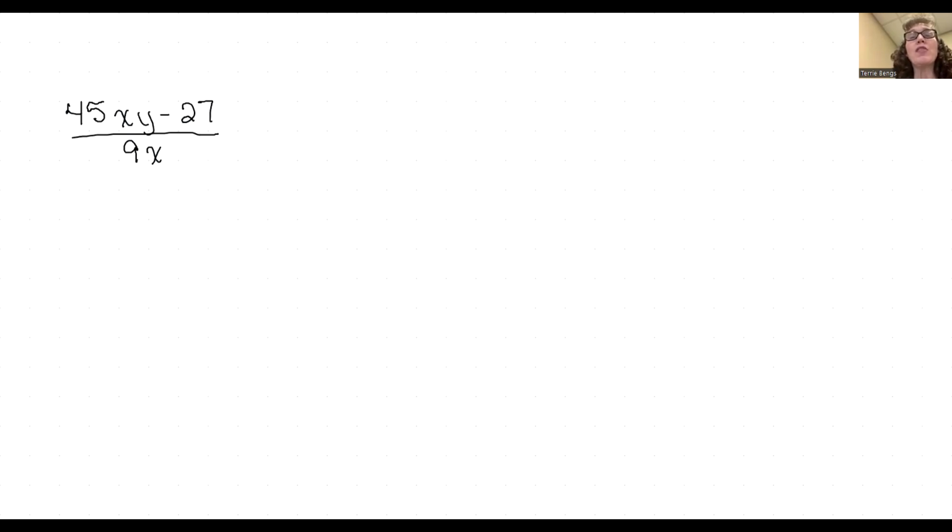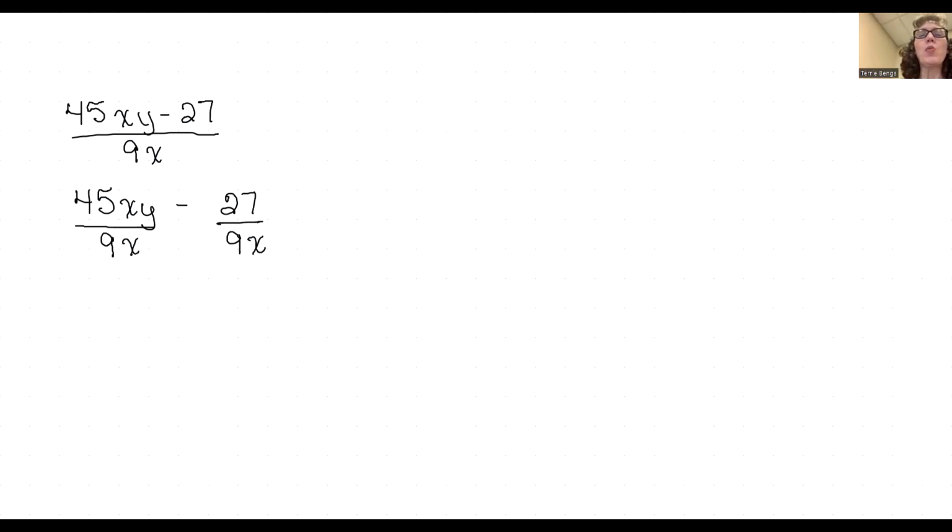Well, we are going to start by dividing this problem up a little bit to make it easier to look at. So we're going to rewrite the top part. We're just going to say 45xy minus 27. But we're going to take that 9x and put it underneath each one of those. So basically we've just split our problem apart a little bit to make it easier to look at. The problem that we just wrote is the exact same problem that is right up above it. Now that we have this broken apart, we can divide this out a little bit easier.